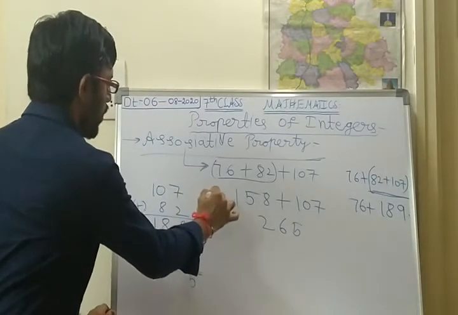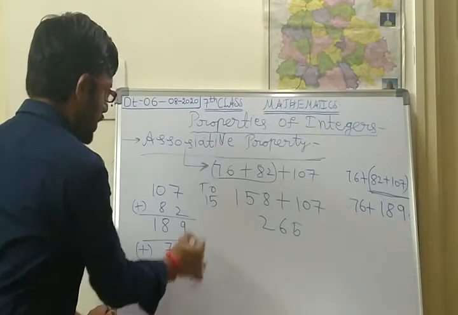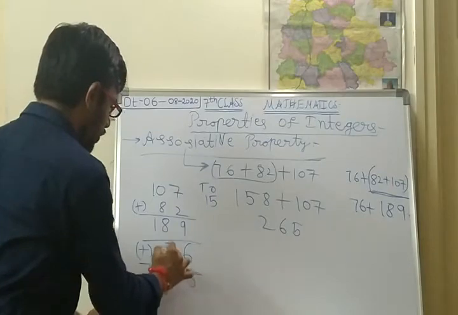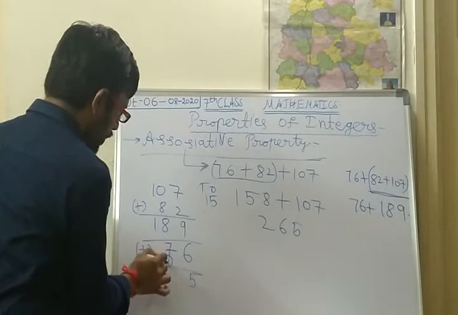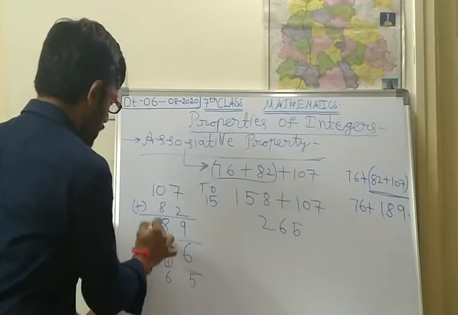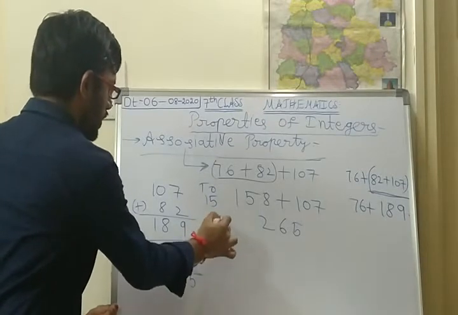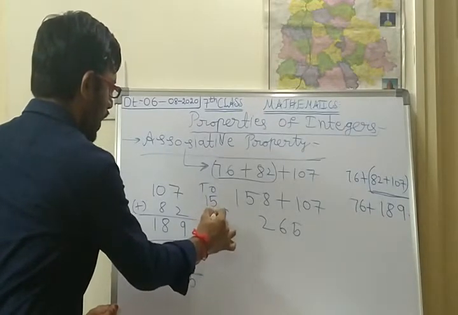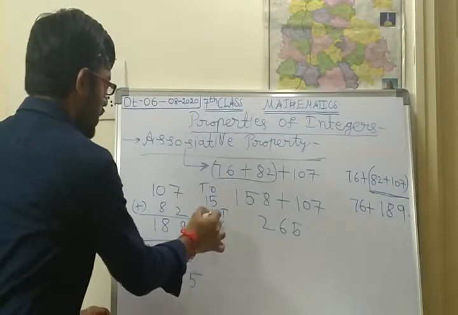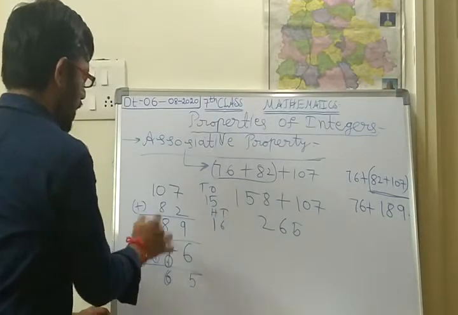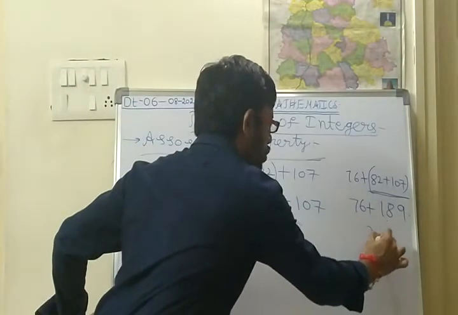So 15 means this is 1's place, 10's place. So the 1's place digit you have to write at the 1's place. The 10's place digit you have to carry over to the tens place digits. Okay. Now 7 plus 1, 8. 8 plus 8, 16. So here 6 is the tens place, 1 is the hundreds place. So the tens place digit you have to write at the tens place. The hundreds place digit you have to carry over to the hundreds place. So 1 plus 1, 2. 265. So what is the answer?